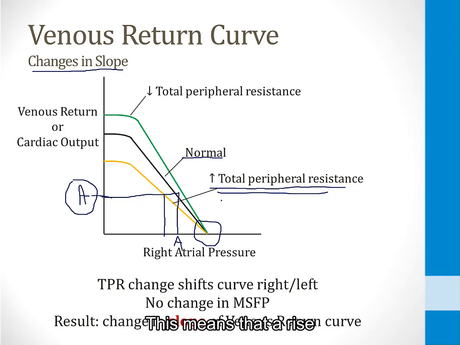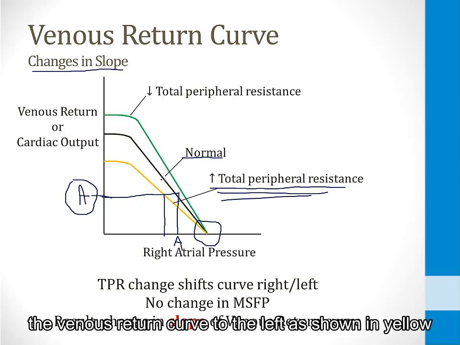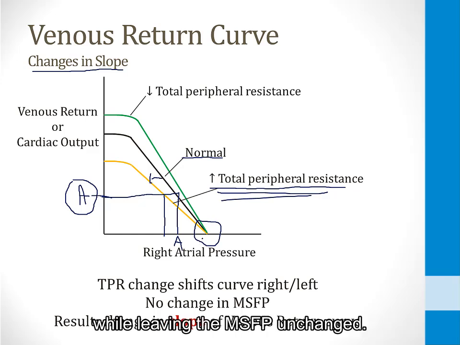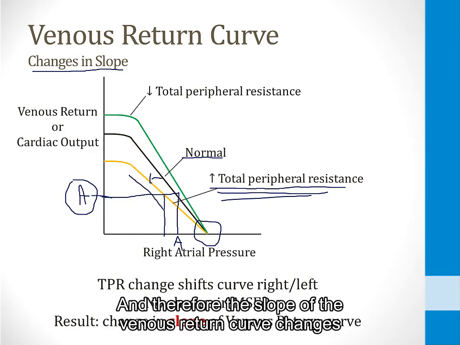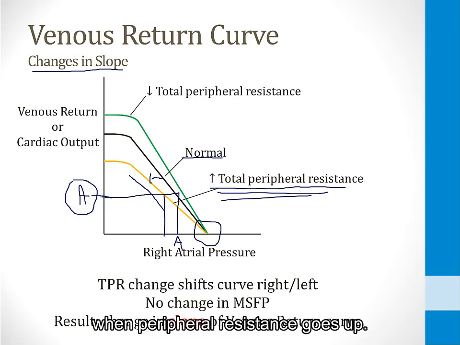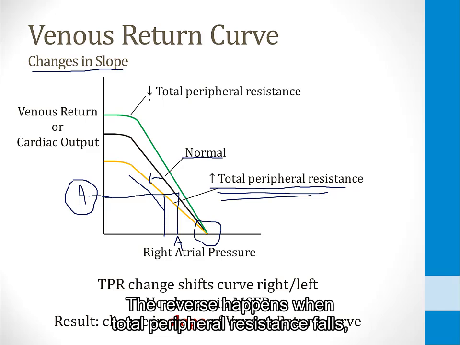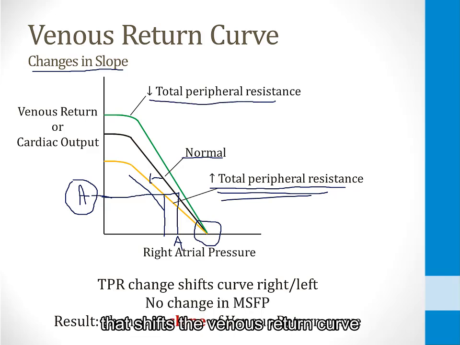This means that a rise in total peripheral resistance shifts the venous return curve to the left as shown in yellow, while leaving the MSFP unchanged, and therefore the slope of the venous return curve changes when peripheral resistance goes up. The reverse happens when total peripheral resistance falls. That shifts the venous return curve to the curve shown in green.